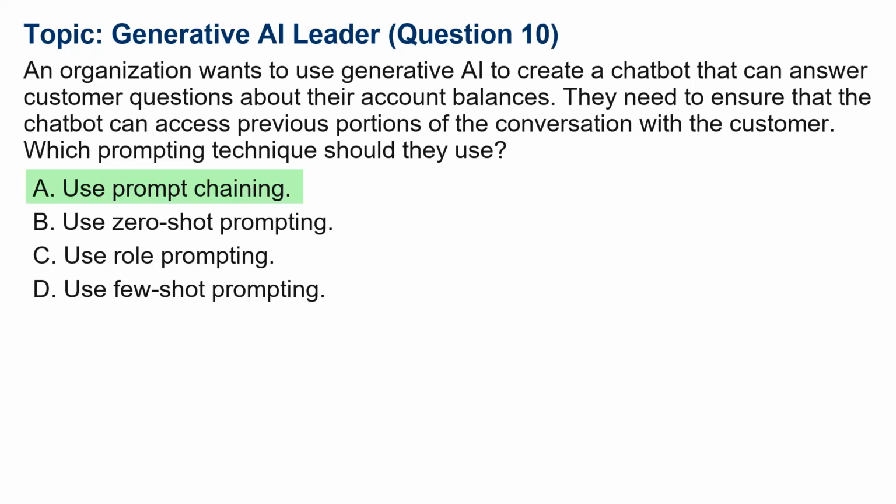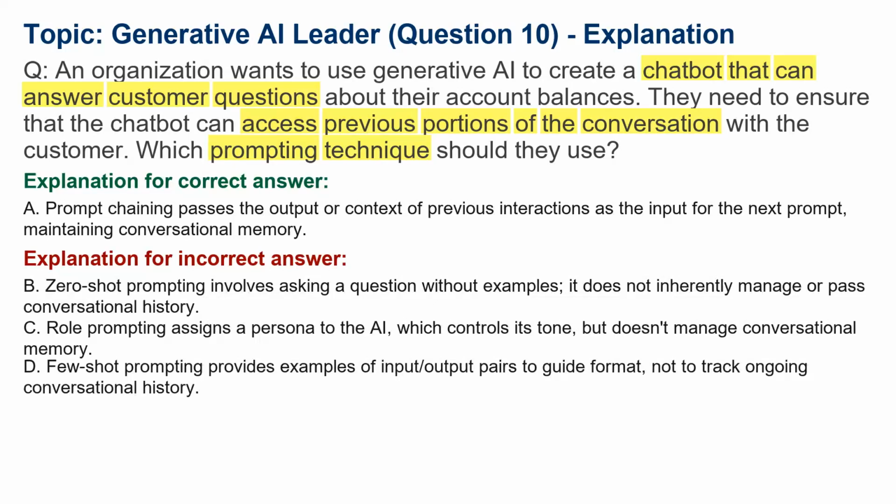The correct answer is A. Use prompt chaining. To arrive at the correct answer, we focus on the keywords, chatbot that can answer customer questions, access previous portions of the conversation, prompting technique. Why is this correct? A. Prompt chaining passes the output or context of previous interactions as the input for the next prompt, maintaining conversational memory.